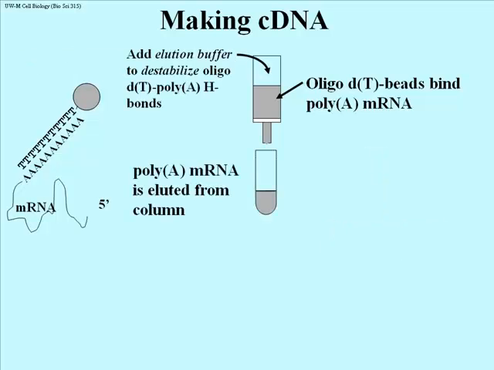After throwing away the stuff you don't want, you add a special buffer, and off comes, basically you're destabilizing the H bonds between the T's and the A's, and off comes the polyadenylated mRNA. We say it's eluted from the column. And so now we have poly-A mRNA in this tube over here, in this test tube below the column.